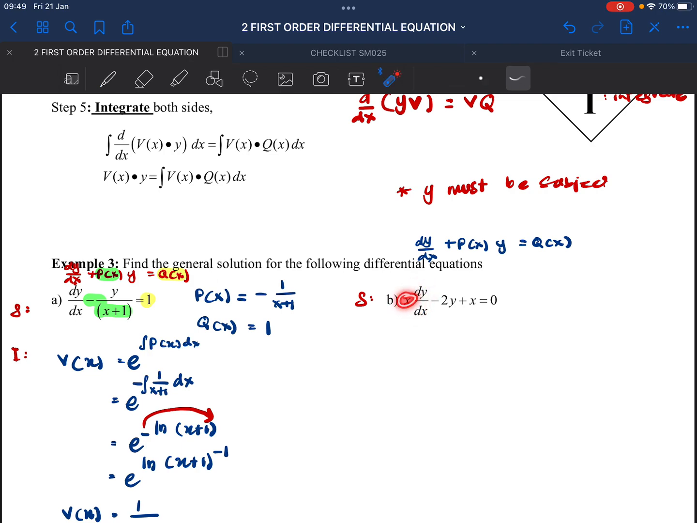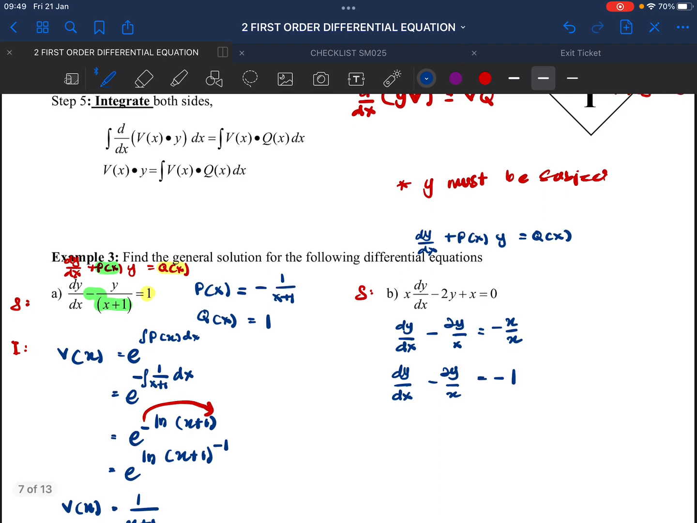So this one we don't want, so we divide everything by x. So we will have dy/dx − 2y/x + x/x. Here we transfer x to the other side, that will be negative x/x. Okay, so what we have left here is dy/dx − 2y/x = −1. So this is our standard form. Our q(x) is −1.